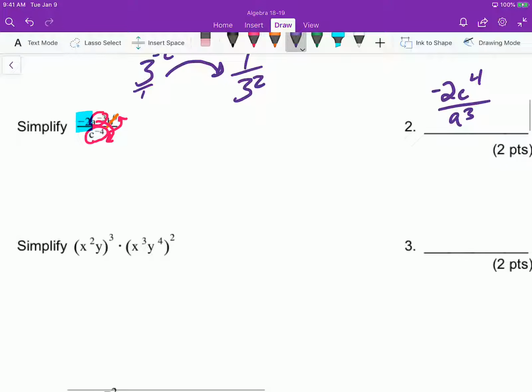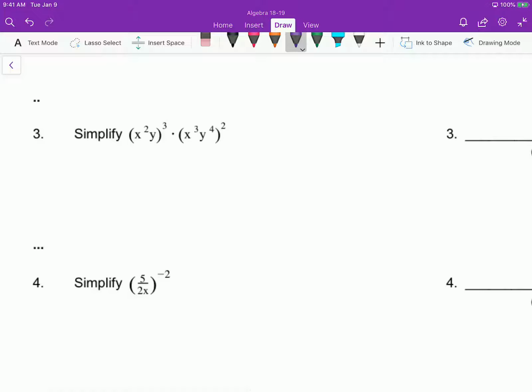All right, number 3. This is just a straightforward distributing the exponent, but we got to remember that y has a 1 there. So I multiply 3 here and here, and 2 here and here. So I would get x to the 6th y cubed times x to the 6th again, y to the 8th.